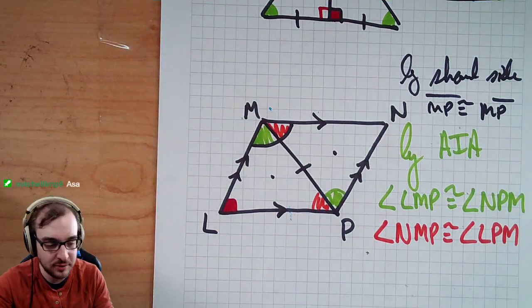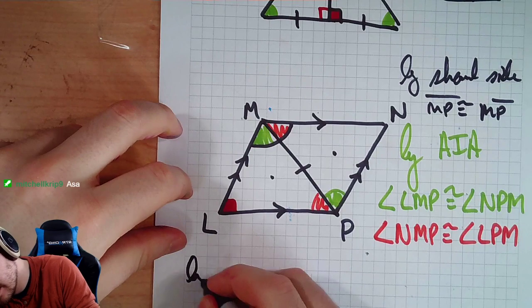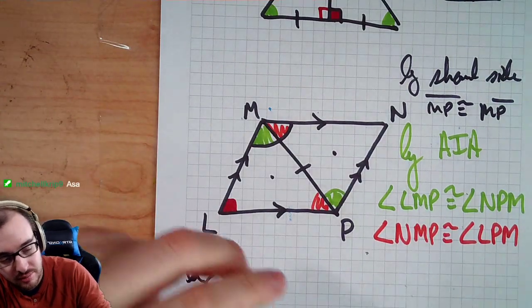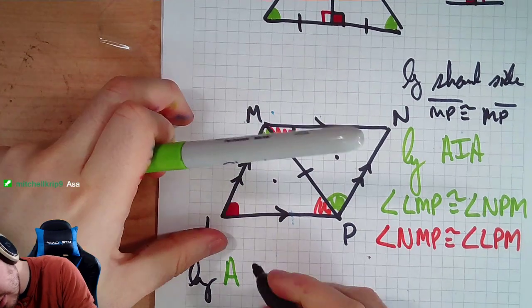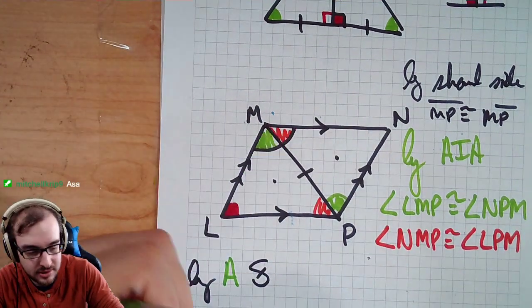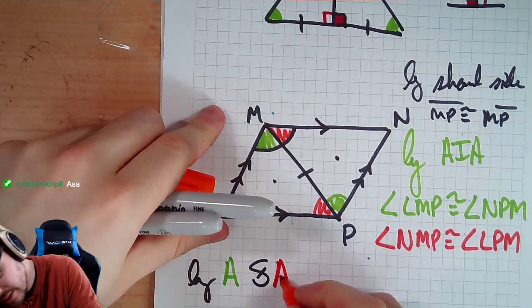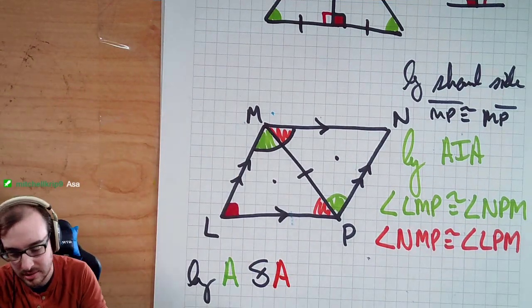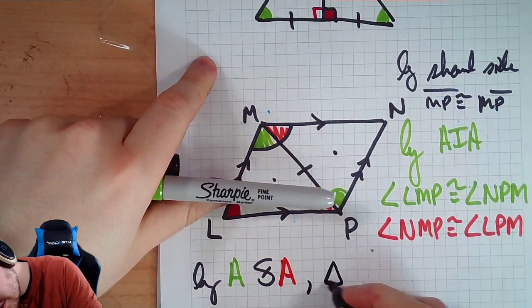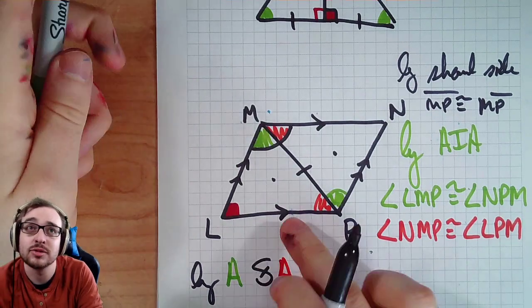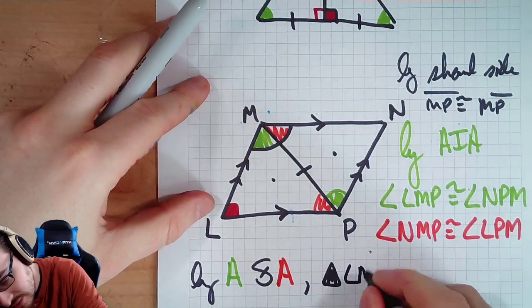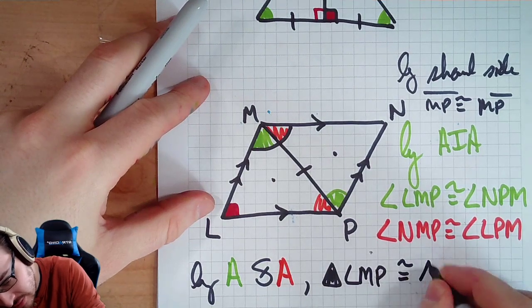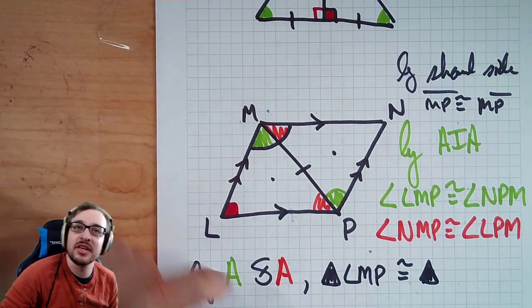Angle, side, angle, exactly. And of course you could flip the order here, but I'm going to do green angle first. Angle, side, angle, comma, triangle. Let's do the bottom triangle first. We'll do it alphabetical, LMP. I always start my first triangle alphabetical. And then the other triangle, let's match them up.